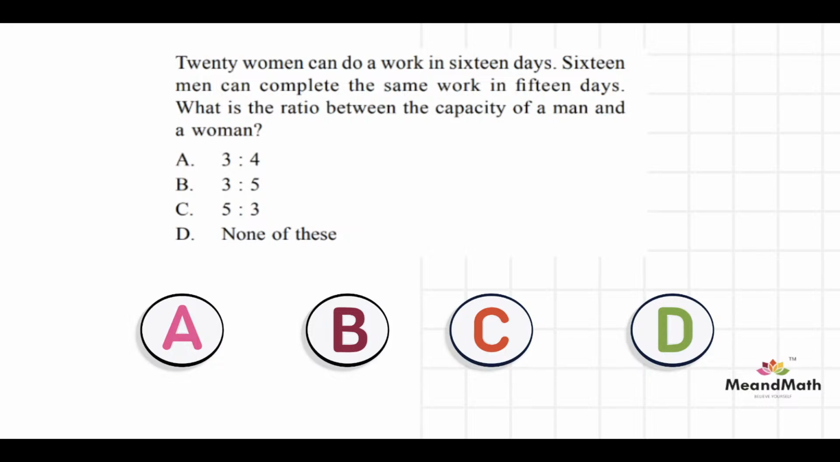20 women can do a work in 16 days. 16 men can complete the same work in 15 days. What is the ratio between the capacity of a man and a woman? You have to think. Read. Oh, I read the question.